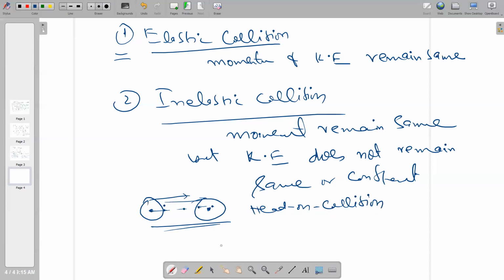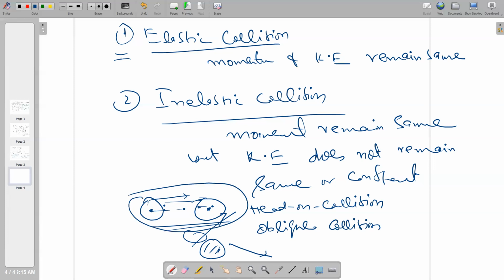But if the collision is like this, this is a billiard ball, and you want to make this ball go in this direction, and the other ball is going in this direction, then this collision is called oblique collision. But we will normally study this.